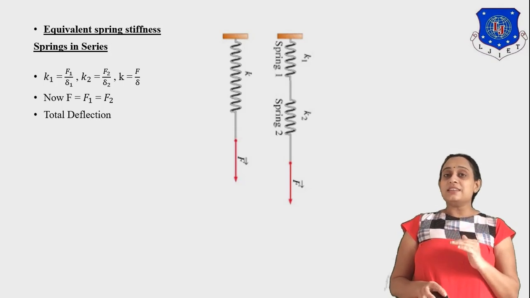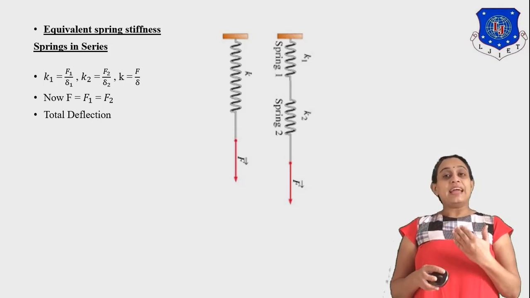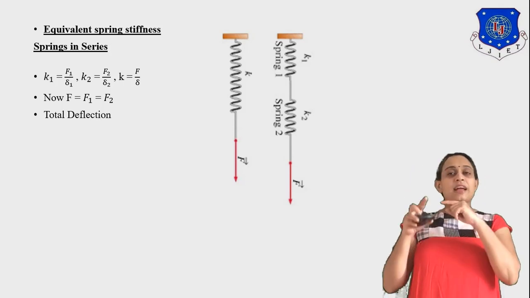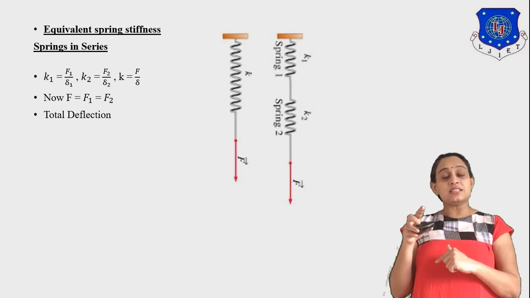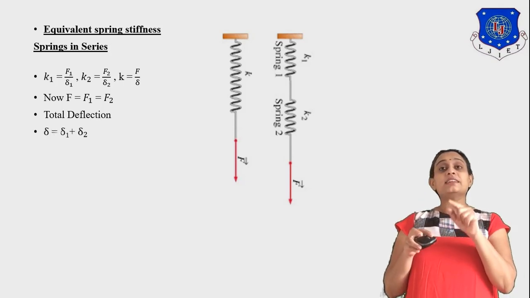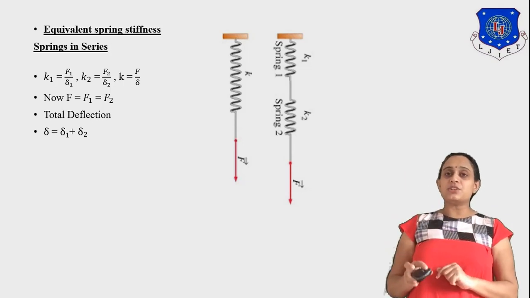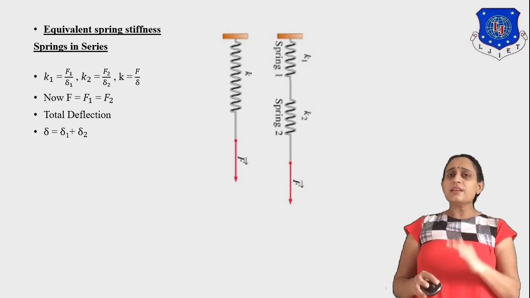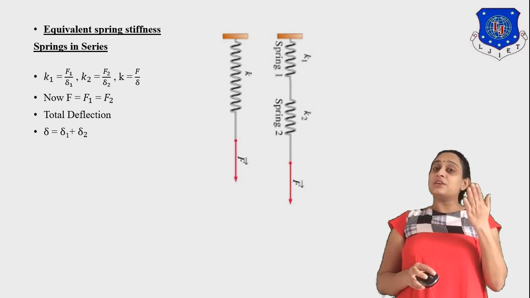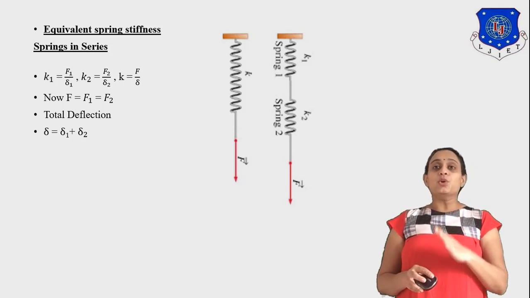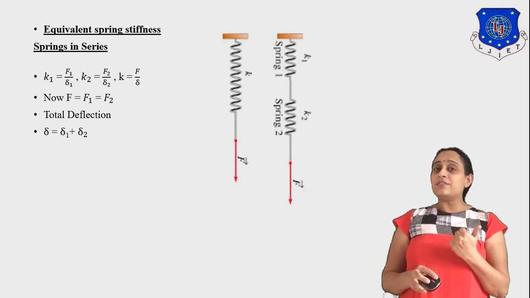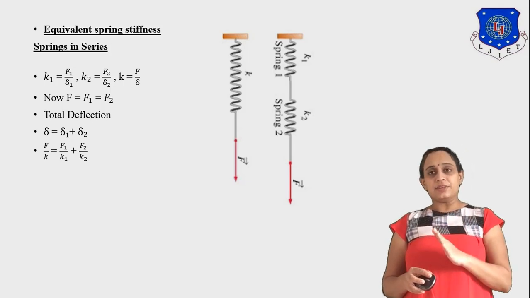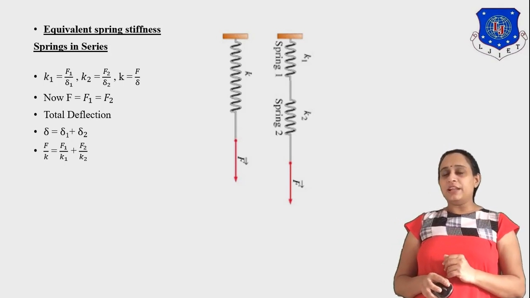Now, let us consider the deflection. So what is the deflection? As we see in our second diagram, the first spring has delta 1 deflection and the second spring, attached in series, also has delta 2 deflection. So what is the total deflection? Total deflection delta is equal to delta 1 plus delta 2. Now, if we study our first equation, K1 is equal to F1 by delta 1. So what is delta 1? We can easily write it as F1 by K1. So now let us put the values of delta.